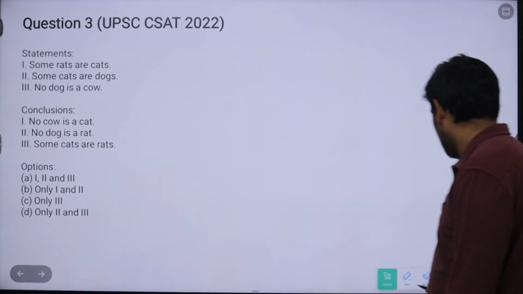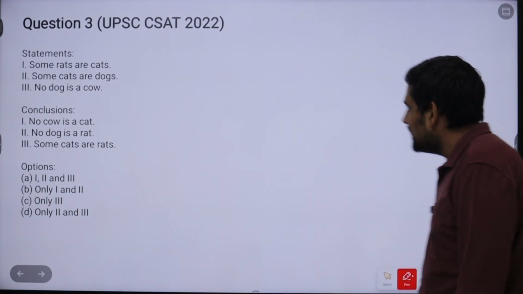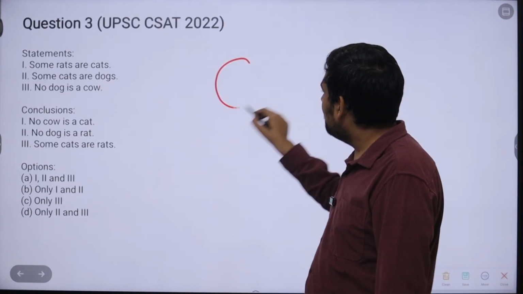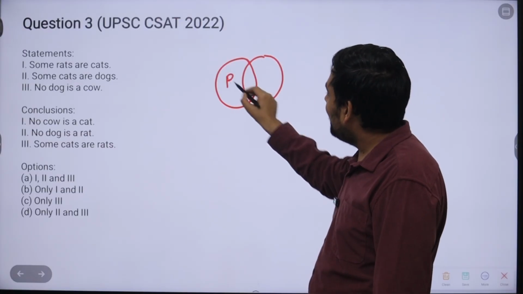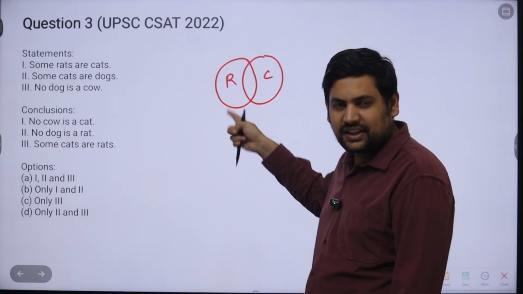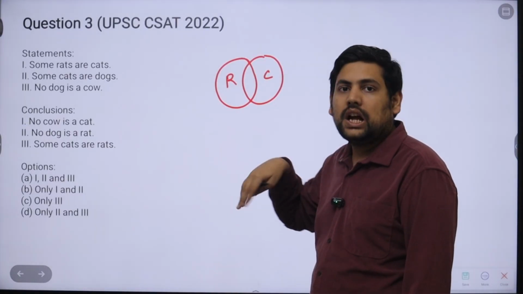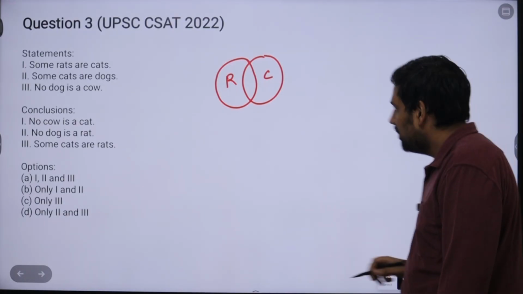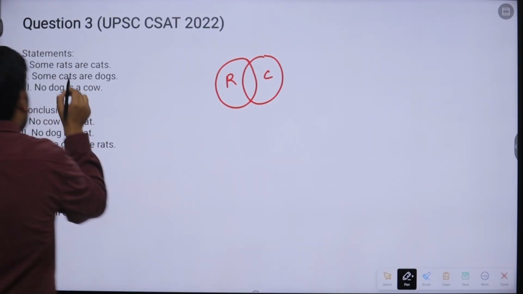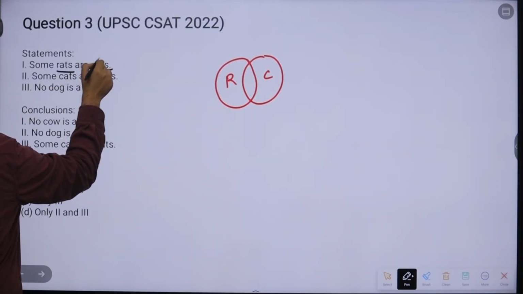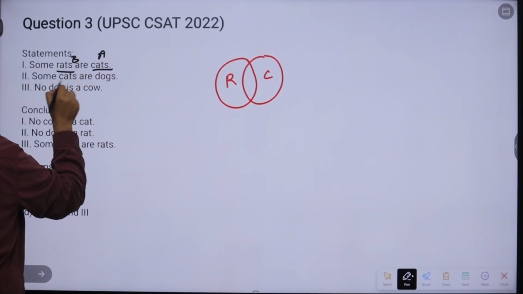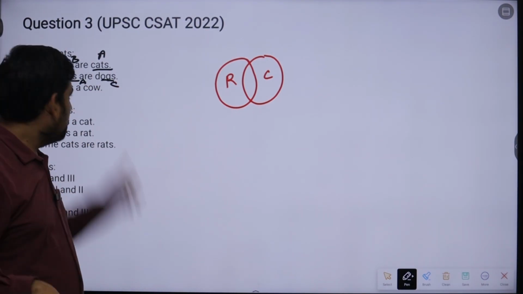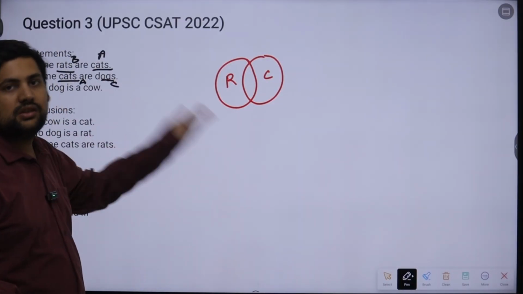Now next, what does it say? This one says some rats are cats. This is fine. Rats and cats, some intersection. Then some cats are dogs. Now again, what was the rule that I taught you? Rat, cat, correct? It's like A, B, then here cats, dogs. So this is like A, C. Then there will be two diagrams where B and C are intersecting and B and C are not intersecting.